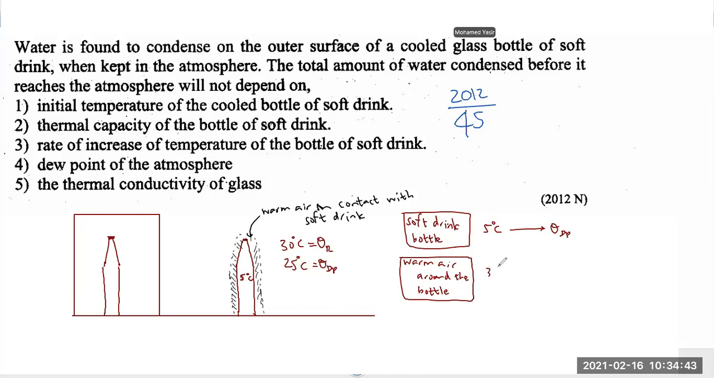Now I'll not put 30 degrees Celsius. I think it's better if I go with a common letter symbol. Let's say this is the initial temperature, I'll put it as theta naught. This 5 degrees Celsius is our theta naught, just after it was taken out of the refrigerator. And from theta naught, the bottle goes to the dew point. And here, from room temperature, the air goes to the dew point. It will remain as air.